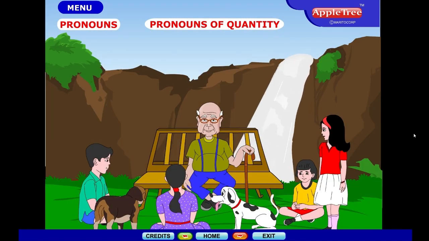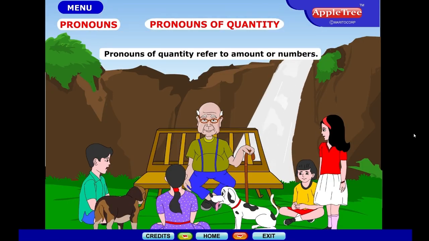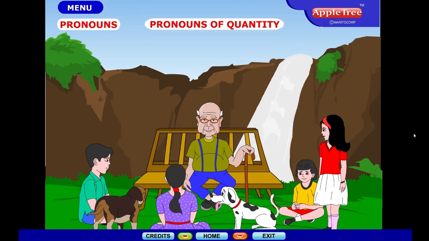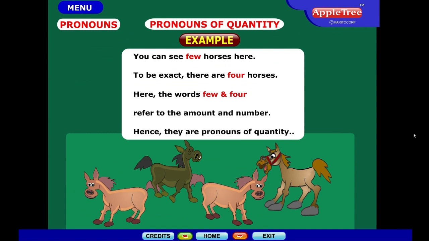Grandpa, I know about the pronouns of quantity which refer to amount or numbers. For example, look at the following sentences. You can see few horses here. To be exact, there are 4 horses. Here the words few and 4 refer to the amount and number. Hence, they are pronouns of quantity.